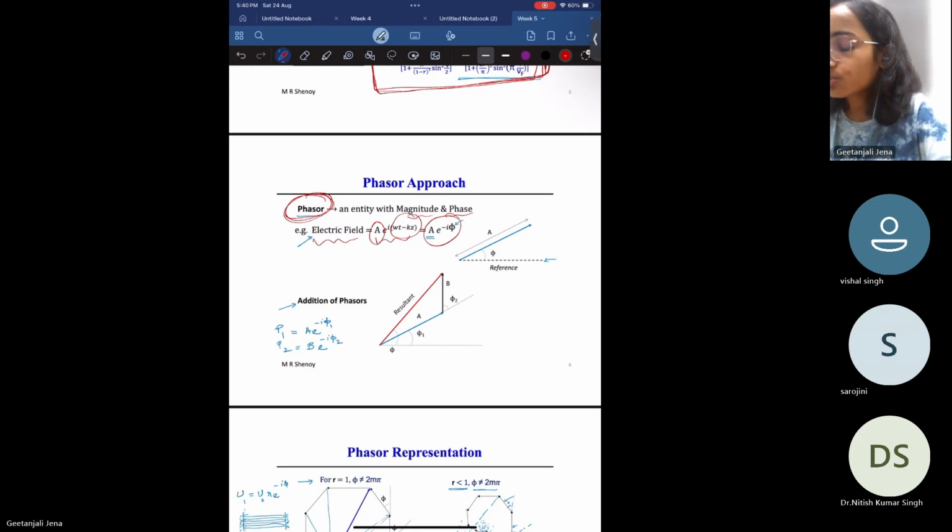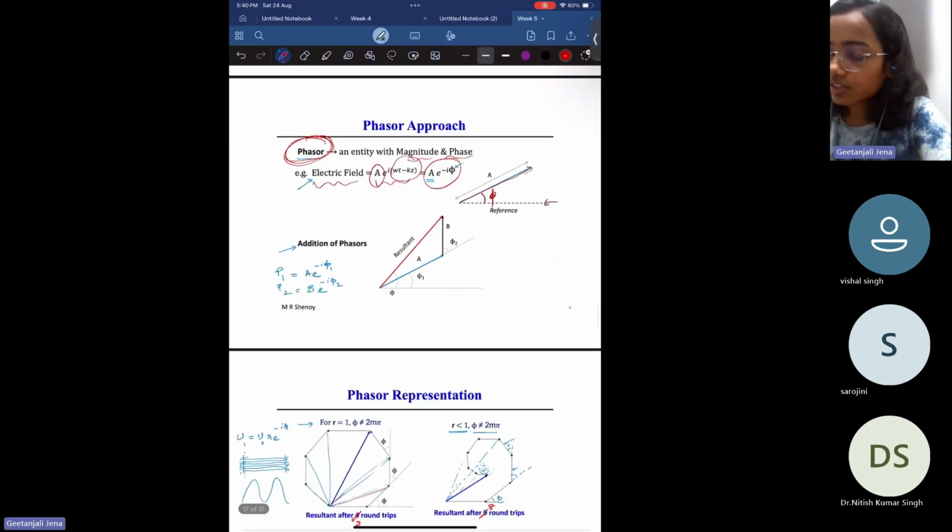And to plot this phasor profile, what do we take? We take a reference of 0, that is phi equal to 0, and we plot the phasor, that is, the angle phi that it makes with respect to this reference line. So A here is the magnitude and phi is the phase angle, around the total phase after one round.